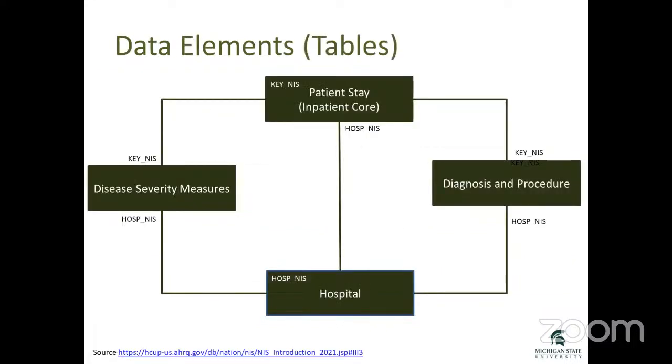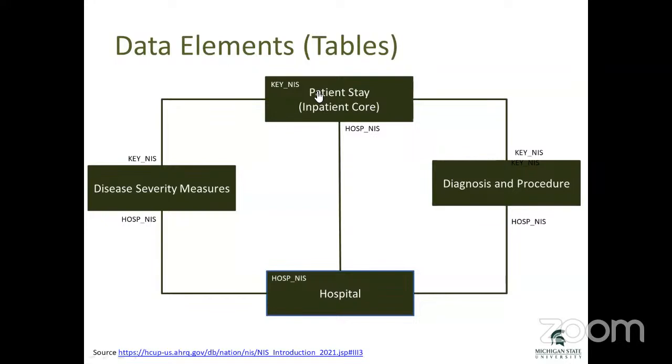If we want to go for a deep analysis of NIS, we have tables containing a big number of hospitalizations. We have 4 tables. The first is patient stay, then hospital, disease severity, and diagnosis and procedure. These 4 tables contain a big number of hospitalizations. Each table has a number of categories, and each table has variables that change yearly, depending on the patients during the year.